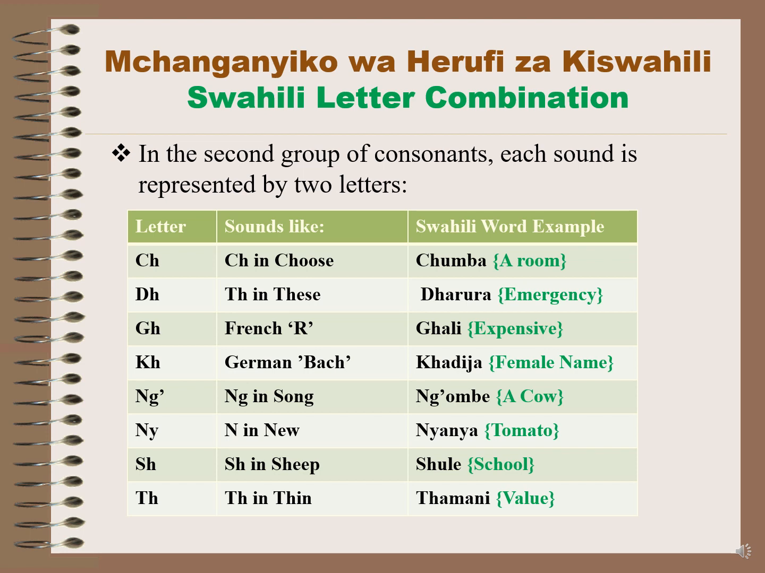Ny is sounding like N in new in English, and in Swahili is nyanya. Nyanya is tomato. Sh sounds like sh in sheep for English, and the Swahili word you have here is shule. Shule means school. Th sounds like th in thin, and the Swahili word example we have is thamani. Thamani means value.